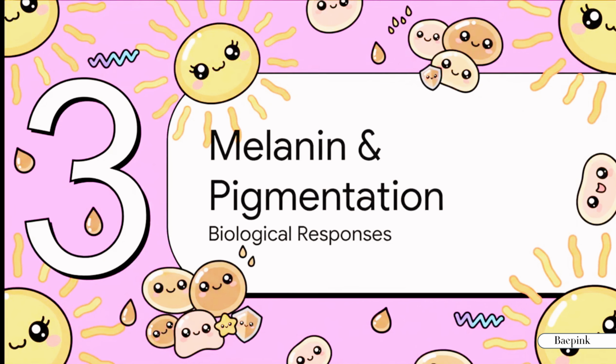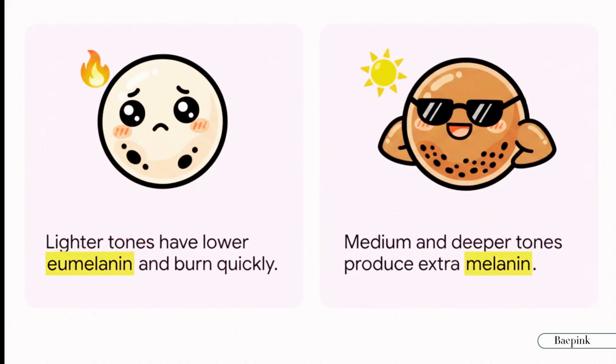Which brings us to Section 3, melanin and pigmentation risks, and those biological responses. You see, this scale isn't just some visual color chart. It actually predicts how your skin produces melanin. Lighter tones, so types I and II, have lower levels of a dark pigment called eumelanin, which basically acts as a natural shield. With weaker natural protection, they're highly prone to burning and UV-related redness. Conversely, medium and deeper tones, types 3 through 6, just have more melanin. So when they're exposed to sunlight or inflammation, their defense mechanism is to produce extra melanin rather than burning. And that extra melanin is exactly what results in a tan or hyperpigmentation.